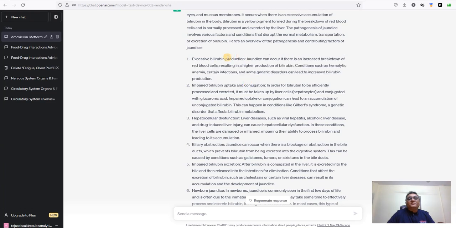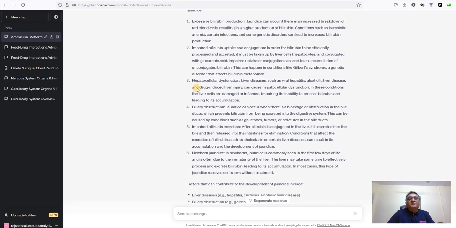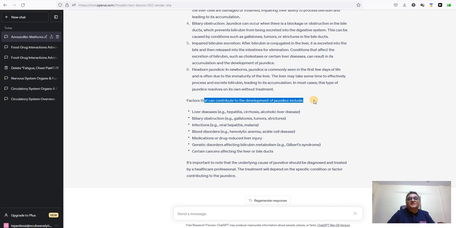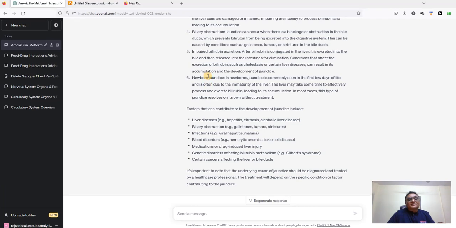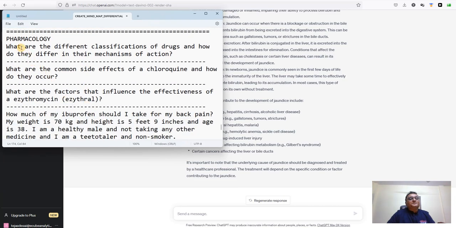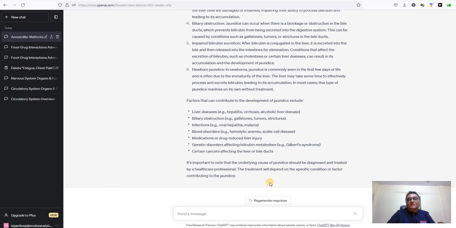Okay. First, bilirubin production is excessive, then there is impaired bilirubin uptake, and then all these things. Then it lists the factors which contribute to the development. If somebody is having jaundice, it is not a primary disease. Sometimes there is an underlying condition, maybe hepatitis or cirrhosis, alcoholism, bile problems, infection, or some blood disorders. So it is always good to know this information as a patient or as a medical assistant. Okay. Now, in the next lecture, we will talk about pharmacology.